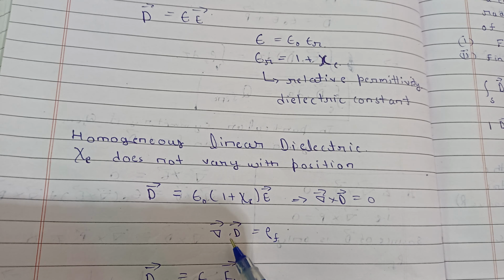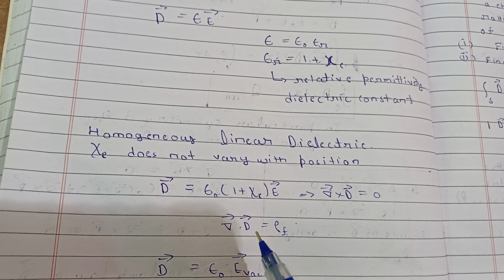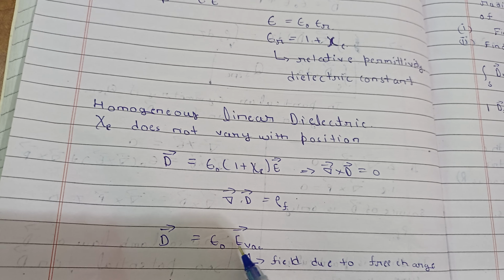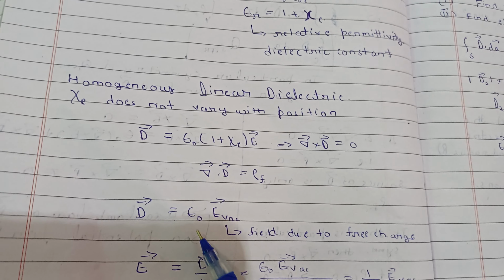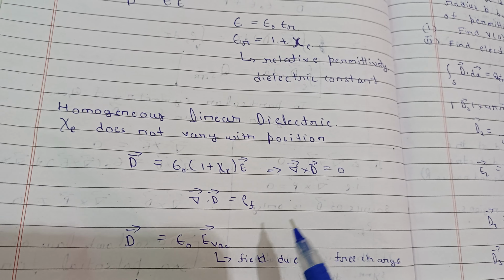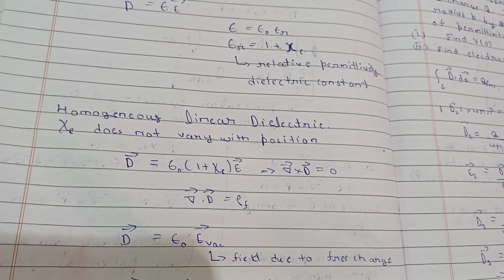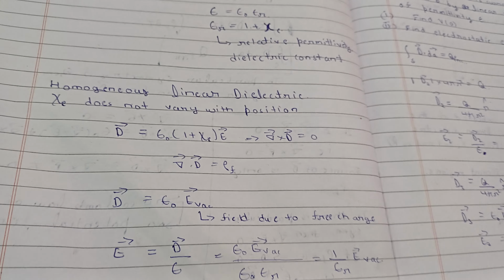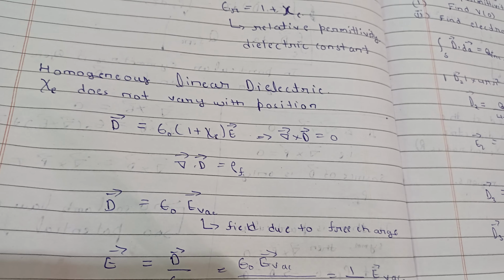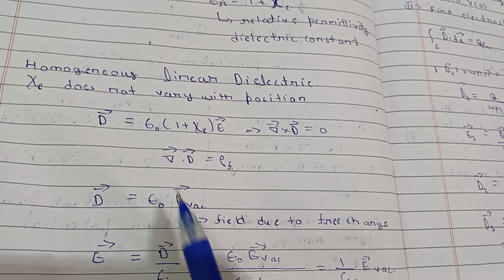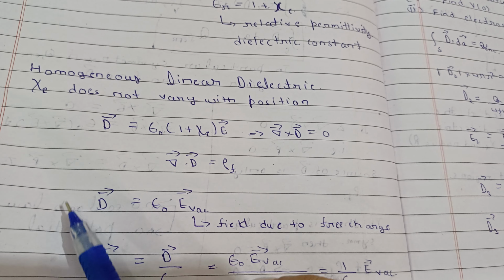And now, because of this condition, D depends on the free charge only. So we can write D in this form, epsilon naught E vacuum, because here we know D equals epsilon E. This depends on the free charge, and the free charge can be taken in vacuum also, where the epsilon value is epsilon naught. So the field due to free charges will be equal to this, meaning we are assuming there is no dielectric. Then D will be given by epsilon naught E vacuum. So we have found the D vector, and that is independent of the bound charges and depends on the free charge only.